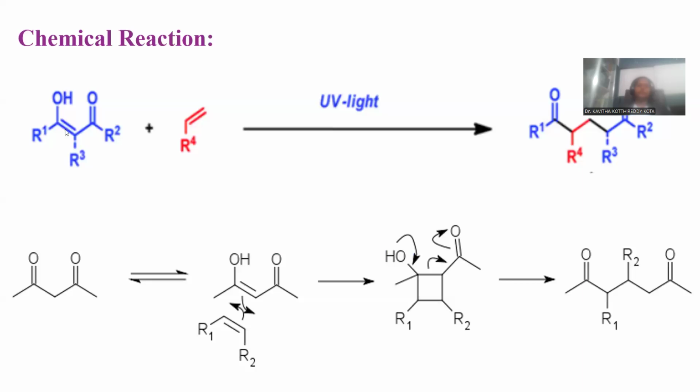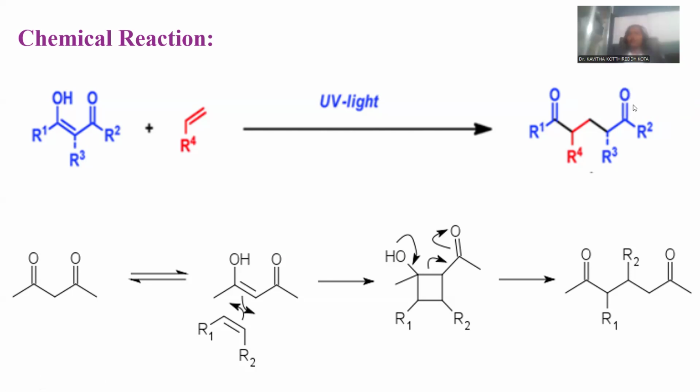In order to achieve this reaction, the diketone is taken in the enolic form for our convenience, and here the olefinic compound is taken under UV light irradiation. Being a photochemical reaction, you can achieve again a diketone, but with the carbonyls far apart. Here the 1,3-diketone is transformed into a 1,5-diketone compound.